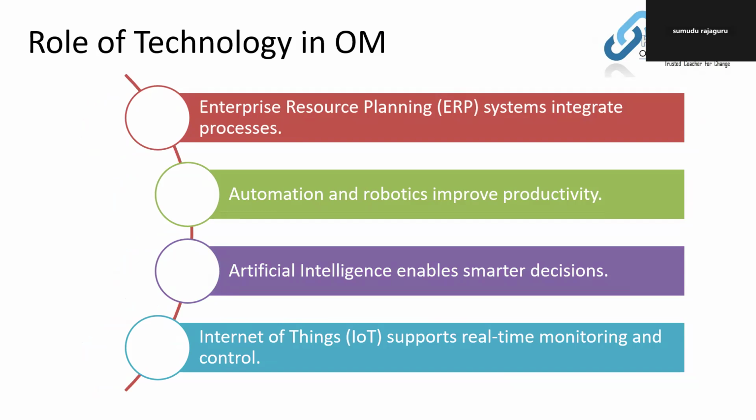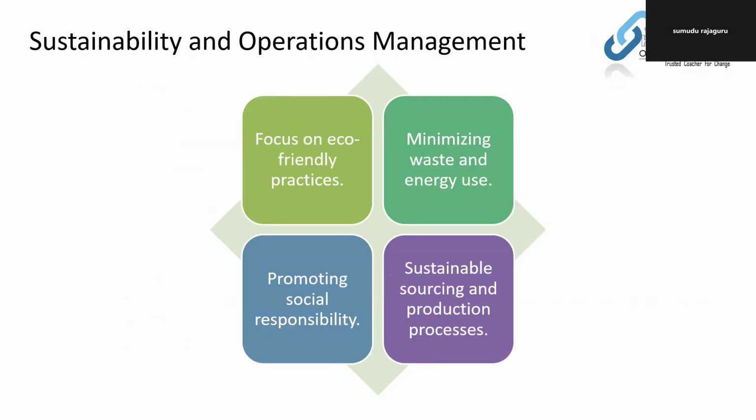Next, the role of technology in operation management. Enterprise resource planning, ERP, is one of the major technological enhancements, providing connectivity in operation management. Then automation and robotics improve productivity, then artificial intelligence, which is most famous nowadays, and the Internet of Things. All these are technologies in the field. When we discuss sustainability in operation management, it has to focus on eco-friendly practices, minimizing waste and energy use, promoting social responsibility, and sustainable sourcing and production processes.